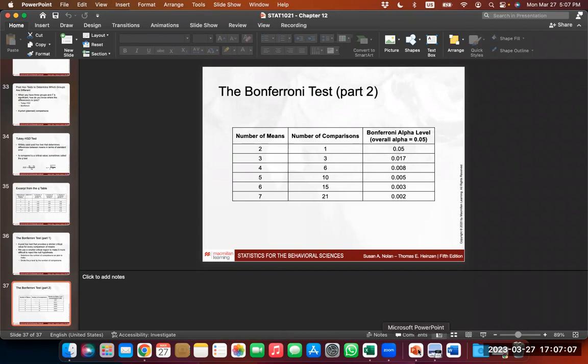I think ANOVA, once you have penetrated it intellectually, is actually quite a simple test. It's just that the concept will guide you through how you approach it.